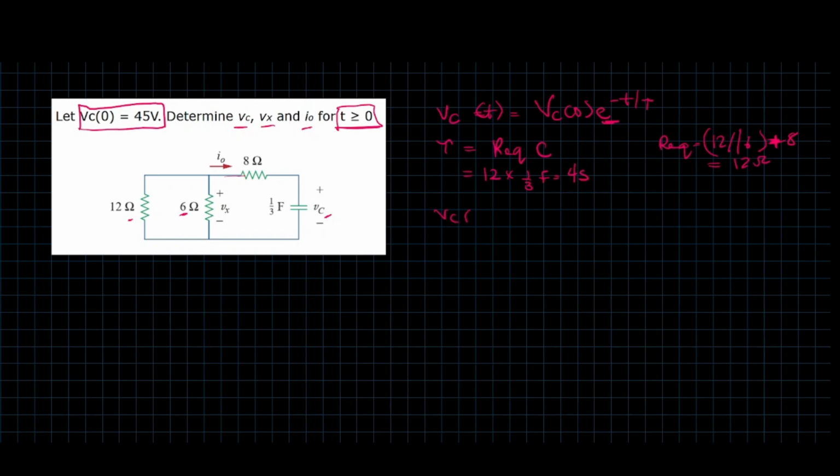Which means VC(t) will simply be equal to the initial voltage 45, e raised to the power of t over tau, which is 4 seconds. You can bring it up to become 45 e raised to the power negative 0.25t if you want.